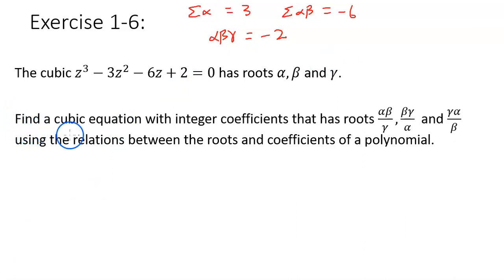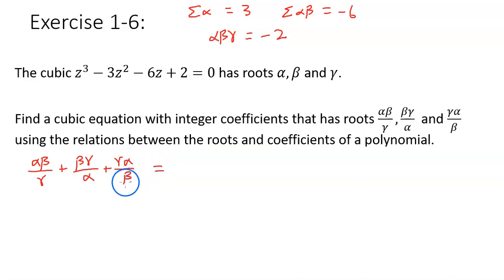Okay, find a cubic equation with integer coefficients that has the roots alpha beta divided by gamma, beta gamma divided by alpha, and gamma alpha divided by beta. So one thing that we're going to need to know is the sum of them: alpha beta divided by gamma, plus beta gamma divided by alpha, plus gamma alpha divided by beta.